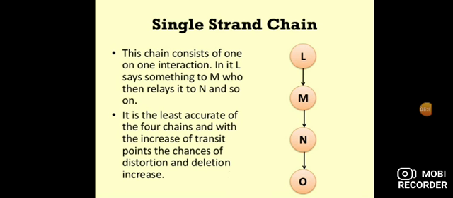Normally, in a single strand chain system, confidential matters are shared. Suppose one confidential matter is with L. Now L shares that information with one of his most trusted persons, M, and then M shares the secret or confidential information with one of his most trusted persons, N. In this way, the information is spread throughout the organization through one-to-one contact. This is called the single strand chain network grapevine system.